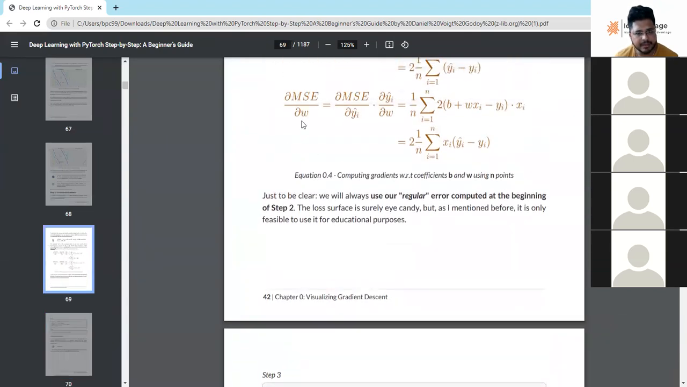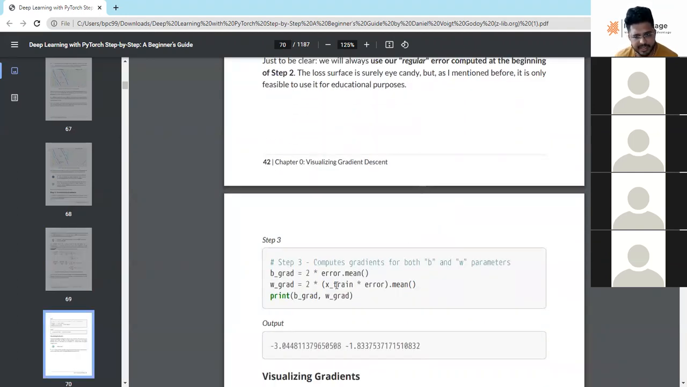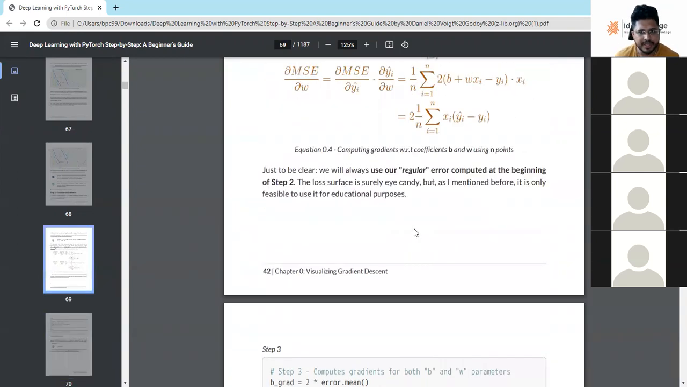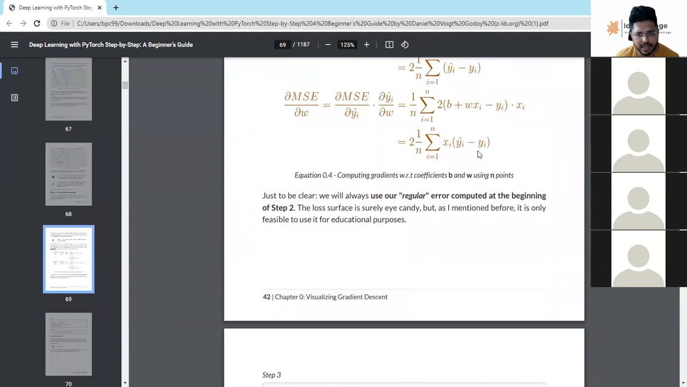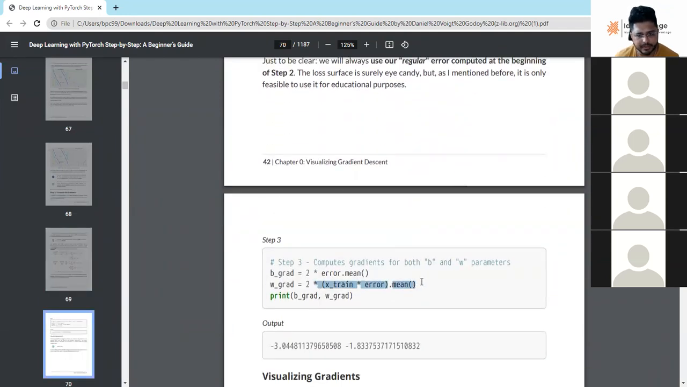And similarly, the partial derivative of loss with respect to W, keeping B constant, is 2 into xi, training data, multiplied by error, divided by n. Training data into error mean, right? So by hand I calculated this mathematical formula and I just plugged in the formula here. Okay, so now let us do this also in our code.